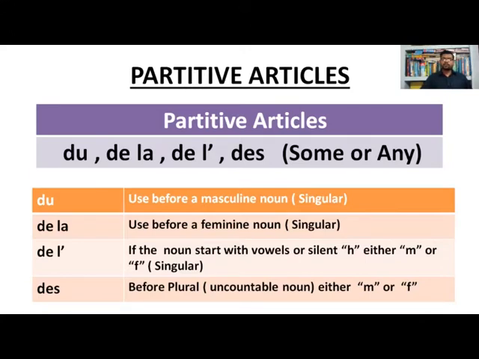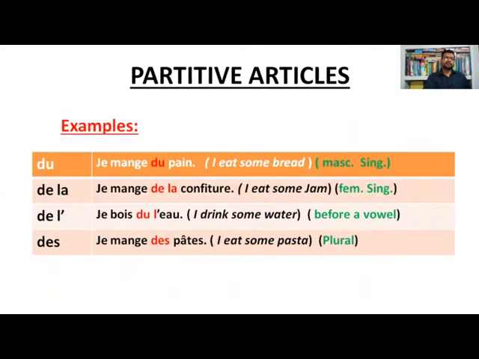Before a plural uncountable noun, either masculine or feminine, we use des. So these are the four categories, and we understand where we can use the partitive article. Du is used before a masculine singular noun. De la is used before a feminine singular noun. And de l' is used if the noun starts with a vowel or a silent h, either masculine or feminine, and it should be singular. Des is also the partitive article before a plural noun, and that noun should be uncountable, either masculine or feminine. So here you will see some examples.